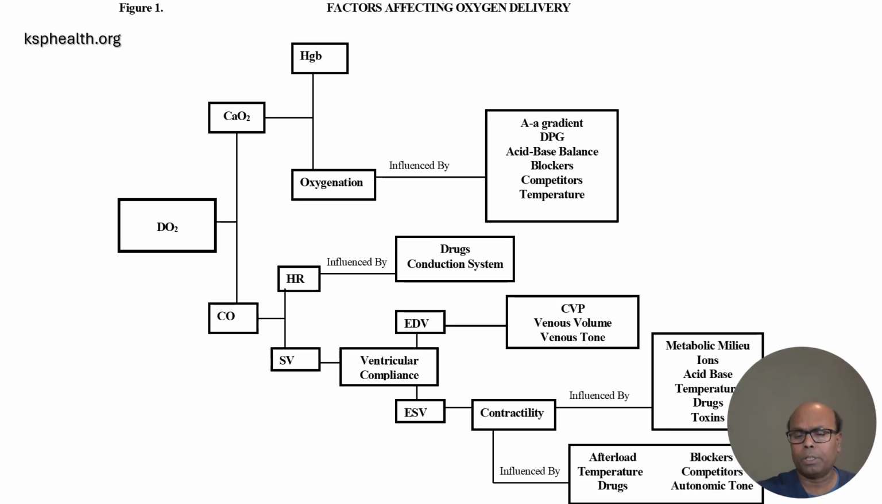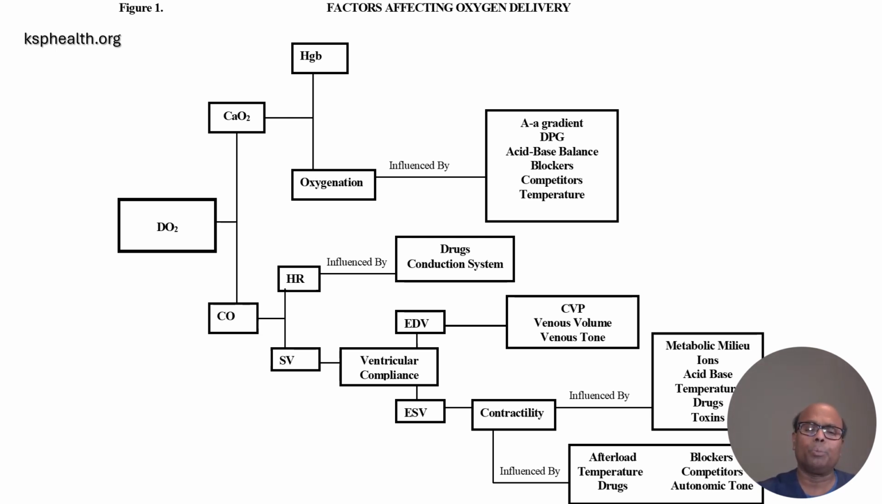This particular slide summarizes what we have talked about so far. Oxygen delivery is controlled by arterial oxygen content and cardiac output. Let's focus on this limb. Arterial oxygen content is again controlled by hemoglobin and oxygenation. Oxygenation is influenced by the A-a gradient, 2,3-diphosphoglycerate, acid-base balance, blockers, competitors, and temperature.